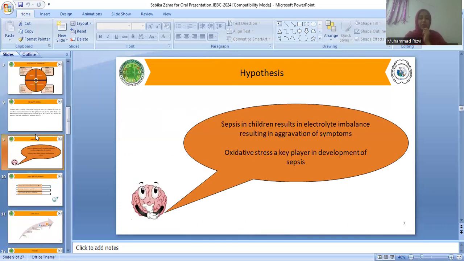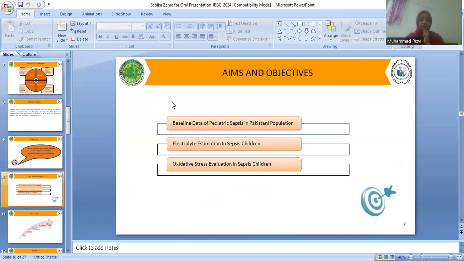The hypothesis of the research is saying that sepsis in children results in electrolyte imbalance, which could result in aggravation of the symptoms. Secondly, oxidative stress is a key player in the development of sepsis. It means that sepsis is causing two things basically. One is electrolyte imbalance, and second is oxidative stress.